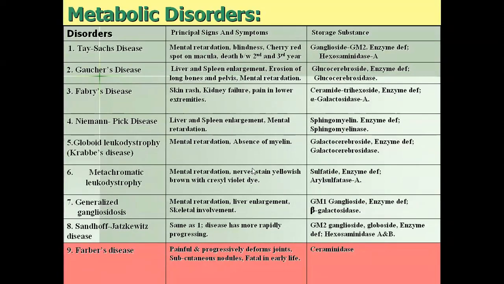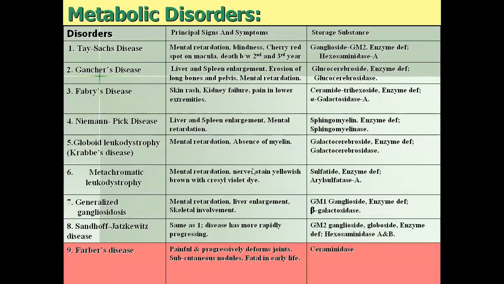Number 5, globoid leukodystrophy, Krabbe's disease, in which the enzyme deficient is galactocerebrosidase A. The substance accumulated is galactocerebroside. Krabbe's disease is associated with severe mental retardation and total absence of myelin in the central nervous system. Globoid bodies found in the white matter of the brain lead to progressive dementia. Prognosis is fatal.